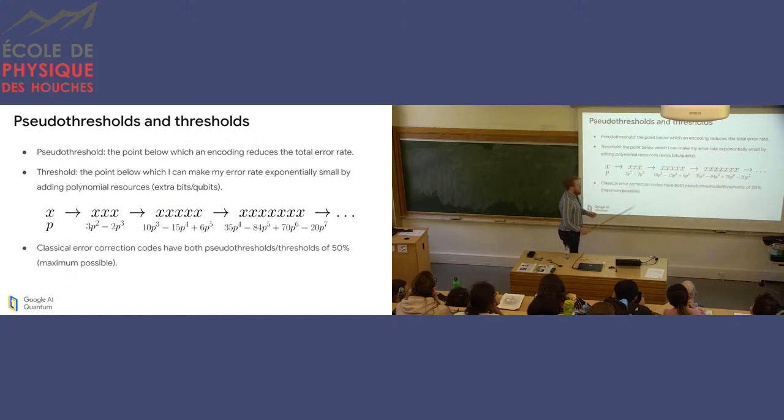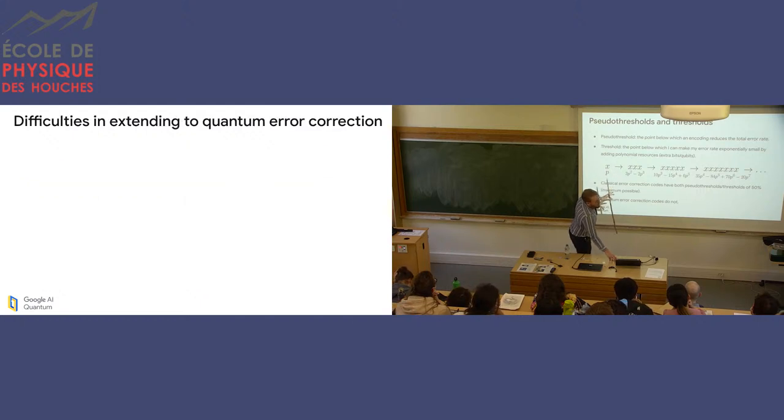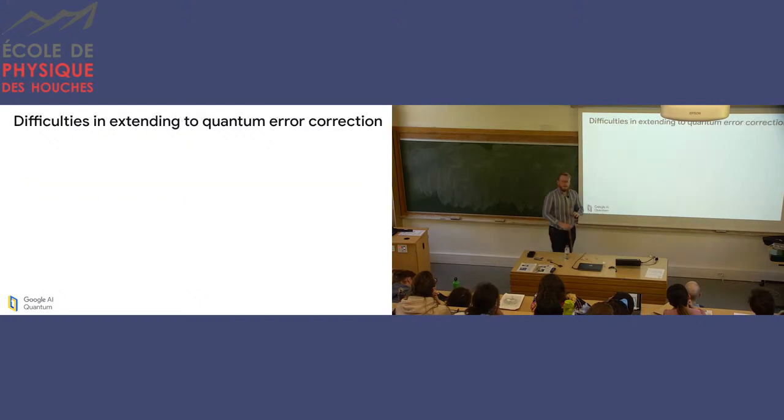Now, classical error correction codes, in fact I've just shown one, have pseudo-thresholds and thresholds of 50%. Quantum error correcting codes do not. And this is one of the big problems that we face when we go to do quantum error correction. That's not the only problem we face. Let me give you an overview of what's going to go wrong when I try to take this code and quantize it, to make it a quantum code.